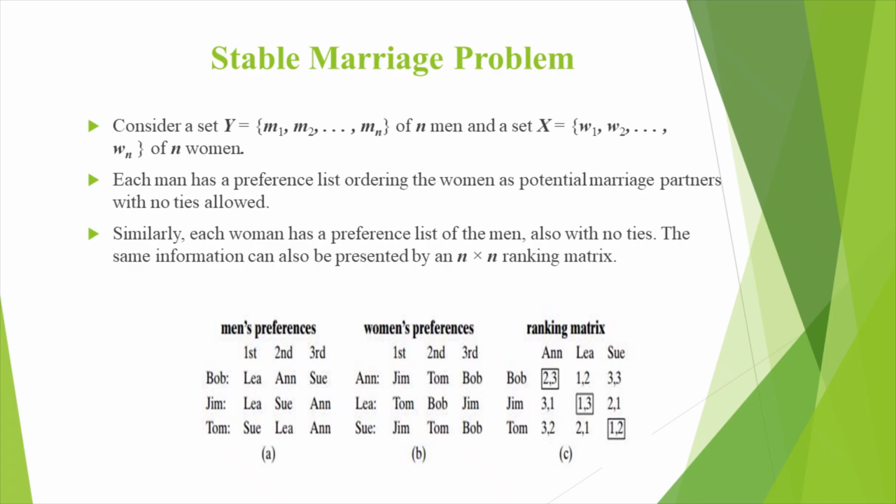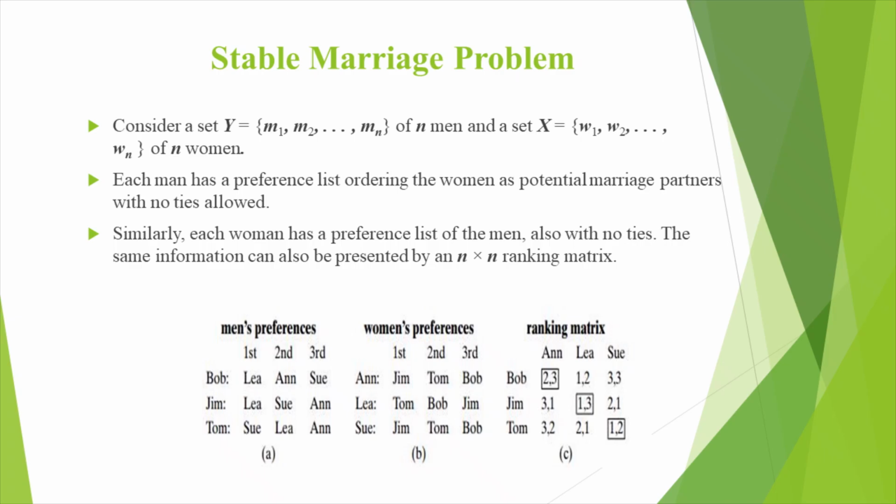Consider a set Y equal to M1, M2 up to Mn of n men, and a set X equal to W1, W2 up to Wn of n women. So each man has a preference list ordering the women as potential marriage partners with no ties allowed. Similarly, each woman has a preference list of the men, also with no ties. The same information can be presented by the n cross n ranking matrix.